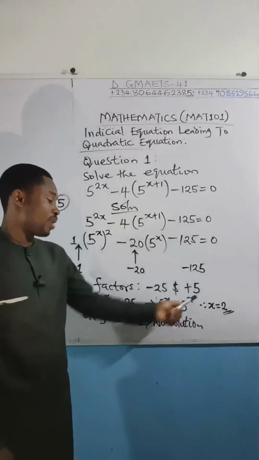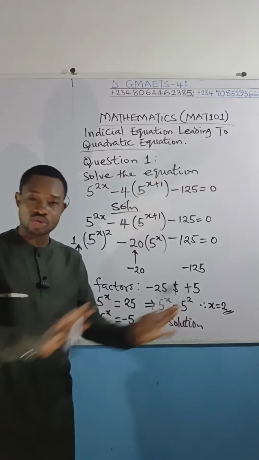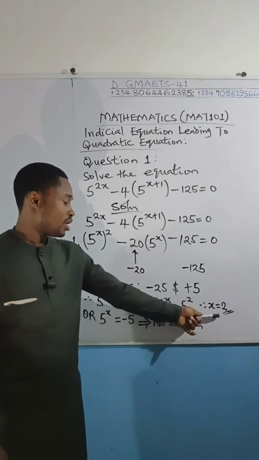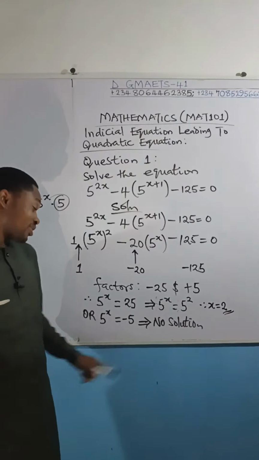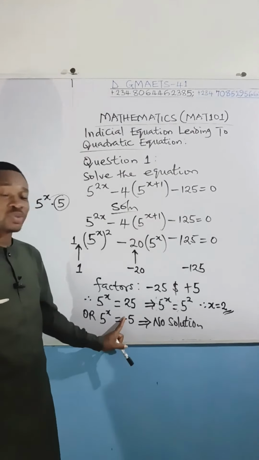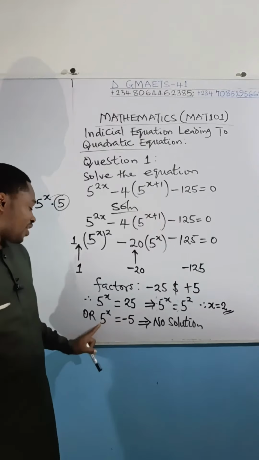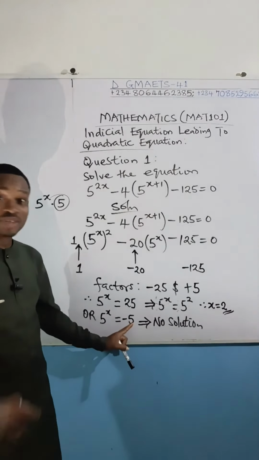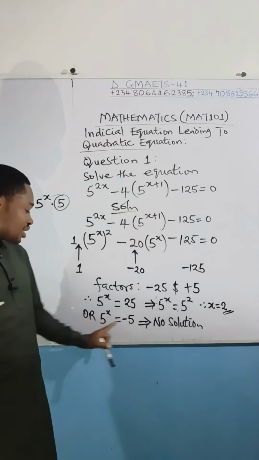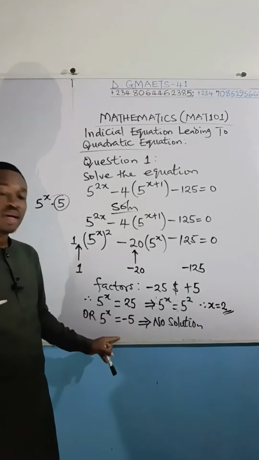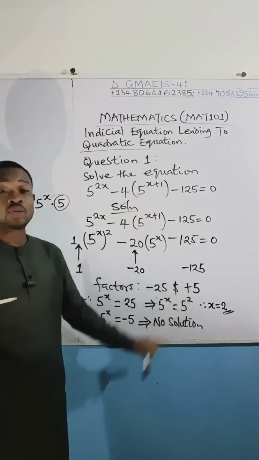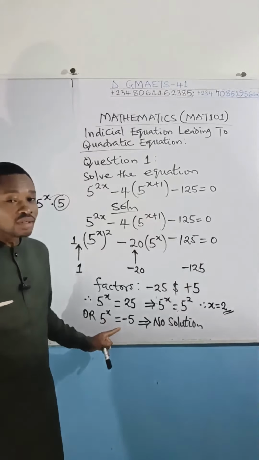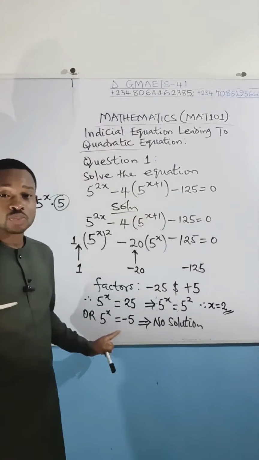If you solve, the bases are the same. Therefore, you equate the powers. You can just drop the bases since they are the same. x is 2. The second term is this. So, assuming that this minus was not there, that you have 5 raised to power x equal to 5, we could have just smiled and said, okay, the bases are the same, so you equate the powers. And the powers will be x equal to 1, so that the solutions will now be 2 and 1. But of course, in this case, the second root does not produce any solution.